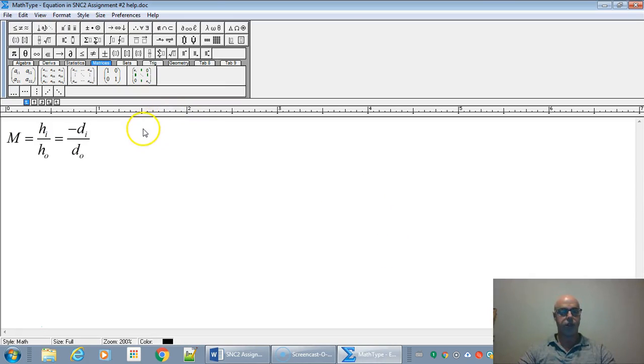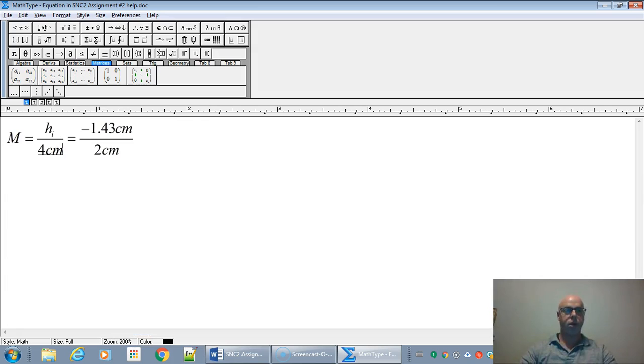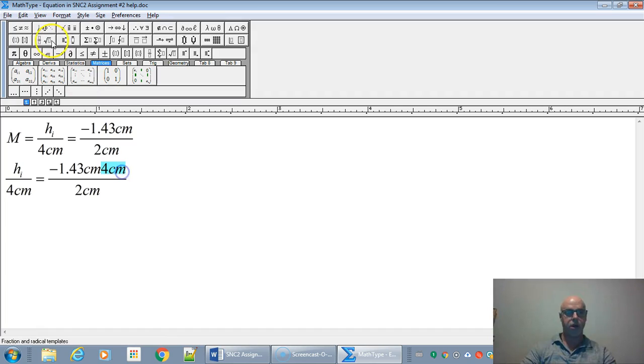So we're going to use this equation for that. So we got an image distance of 1.43 centimeters. The object distance was 2 centimeters. And the object height was 4 centimeters. Alright, so we filled in as much as we can for this formula. First, let's calculate the height. So we're just going to cross multiply the 4 centimeters over to the other side, right there. Okay. And this will tell us the height.